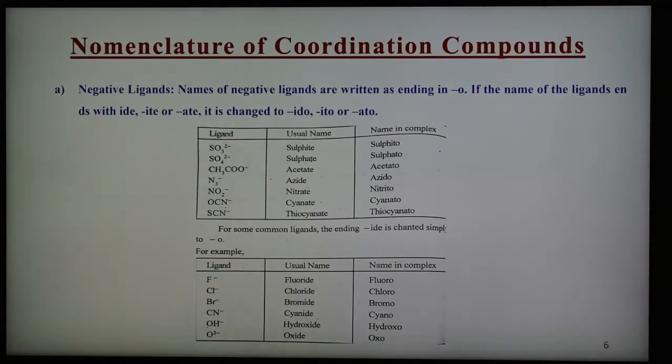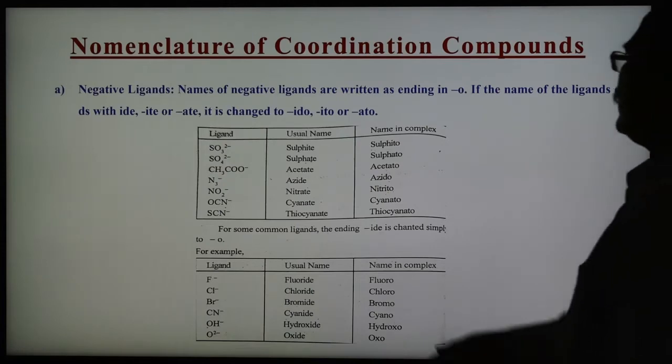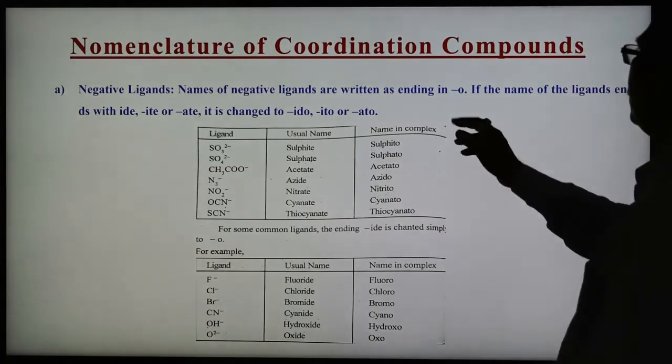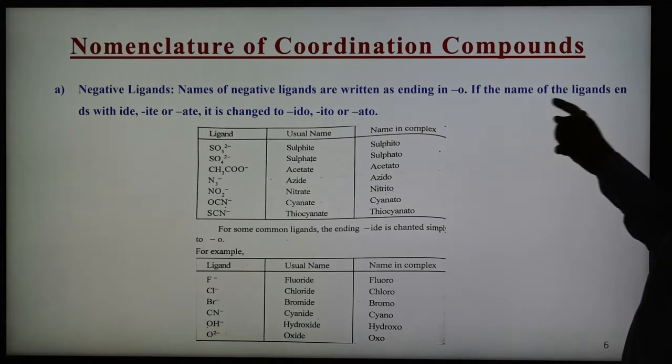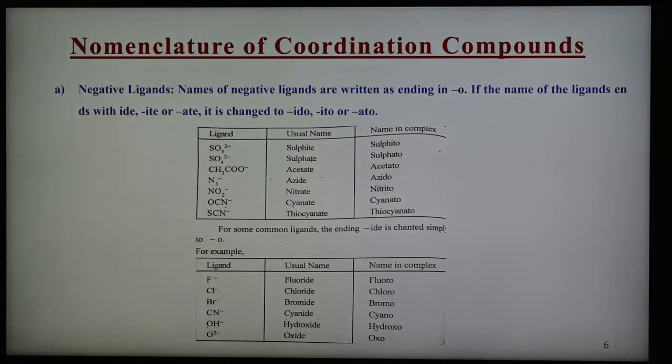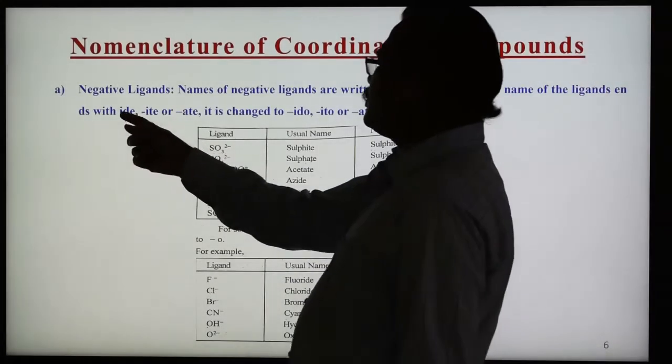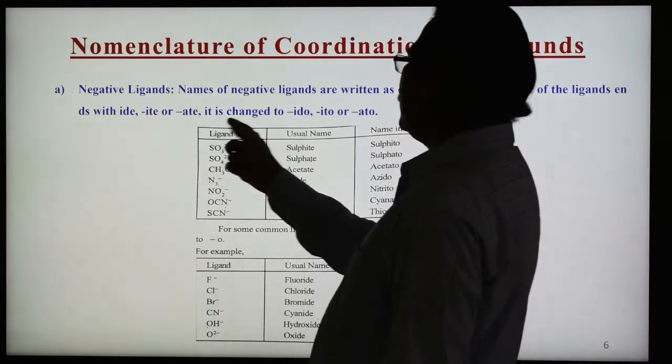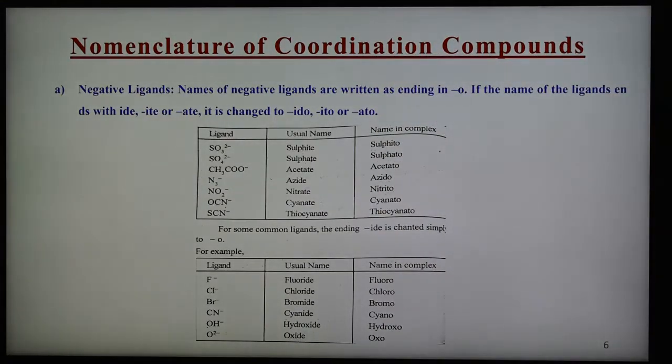Now another is there. Now negative ligands are there. Negative ligands are written with an ending O. If the name of the ligand ends with IDE, ITE or ATE, then it is changed to IDO, ITO and ATO. And some examples are given in this table.